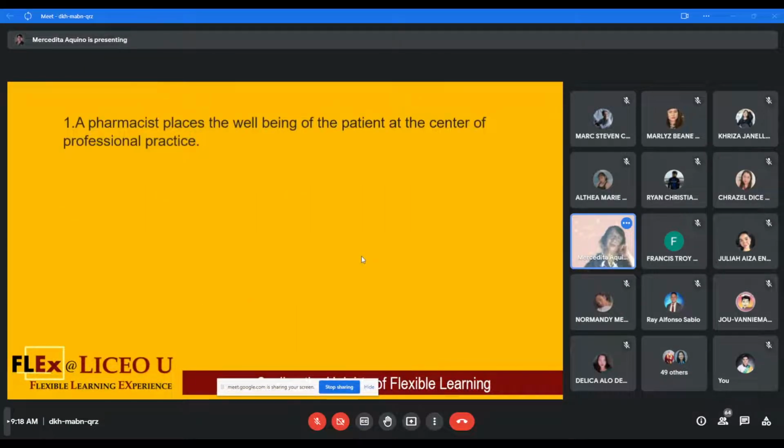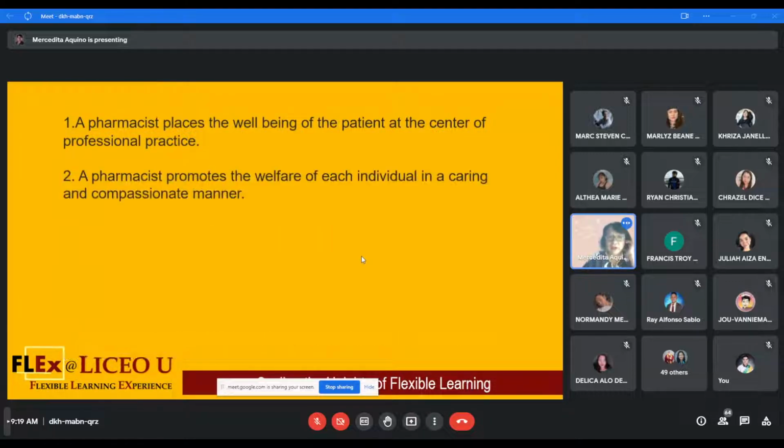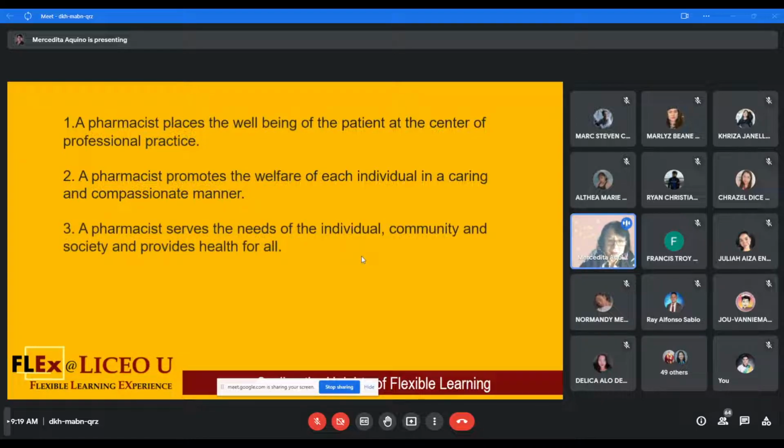Okay, number 1, the pharmacist places the well-being of the patient at the center of the professional practice. Number 2, a pharmacist promotes the welfare of each individual in a caring and compassionate manner. Oh, by the way, I will not just be reading this, but while I read this, you associate what I have read to what we have discussed regarding patient care, regarding the pharmacist being a medication expert. Okay? So, dili lang ni basahon, i-associate ni sa role of pharmacist and responsibilities of pharmacist.